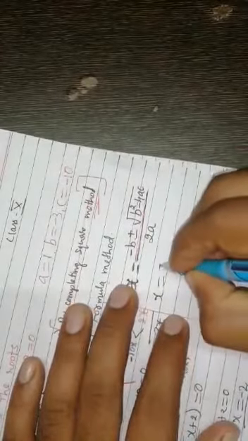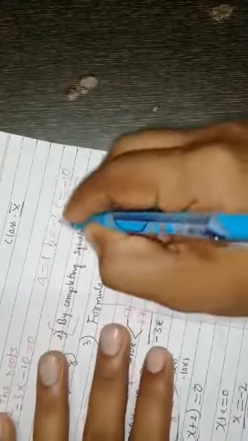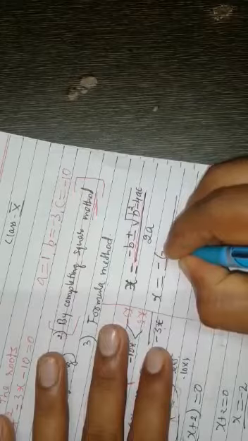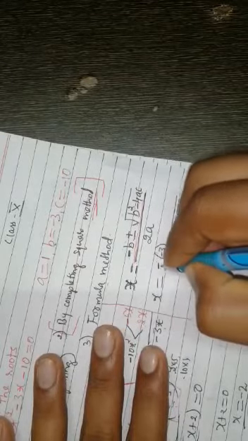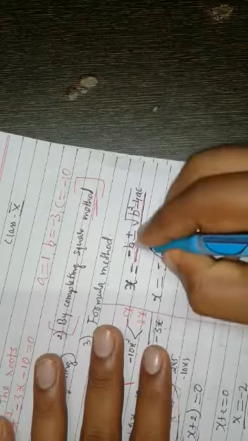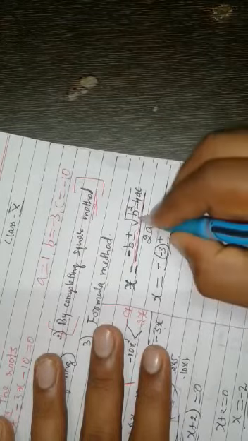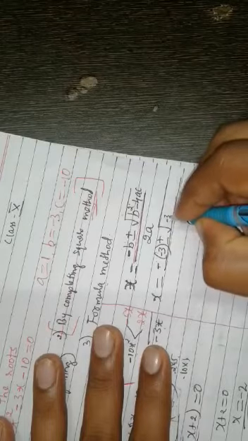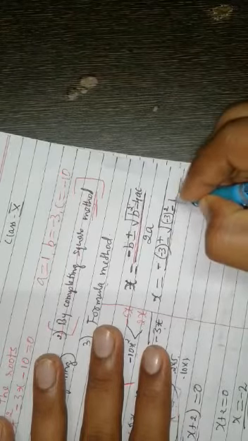Substitute here: x equals minus b. The minus of the formula you must write at the beginning first. Now what is the b value? Minus 3, so minus of minus 3. Hope you understood. Then x is equal to minus of minus 3 plus or minus the root of b square, that is minus 3 whole square, minus 4 from the formula itself.